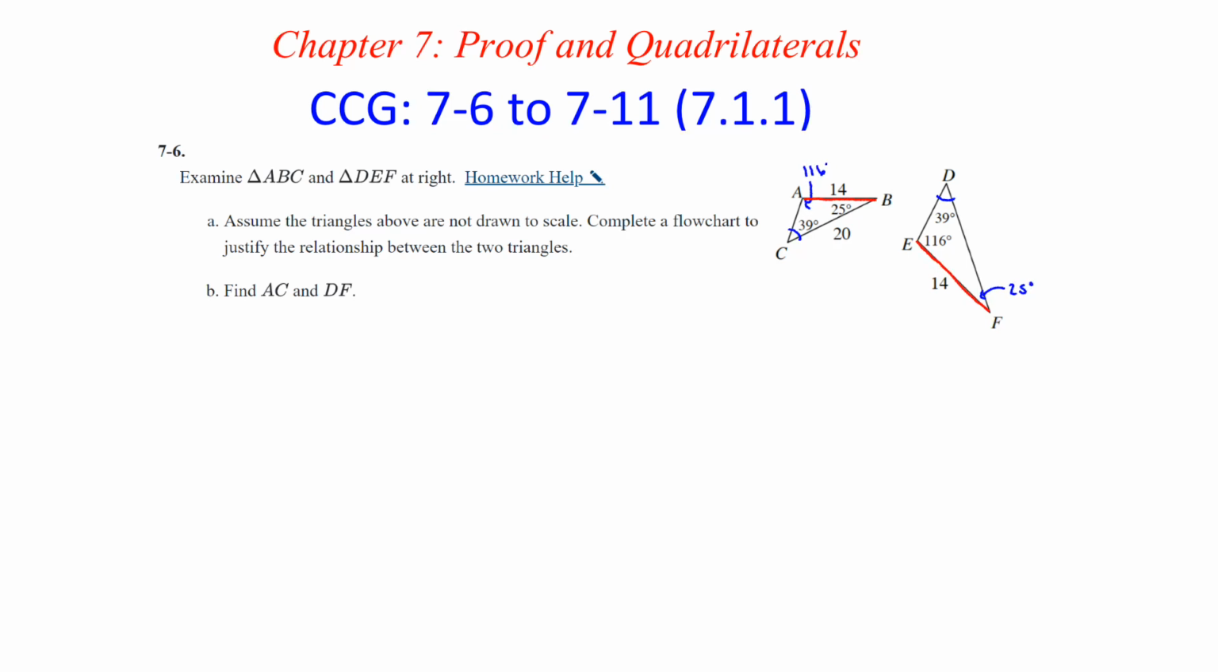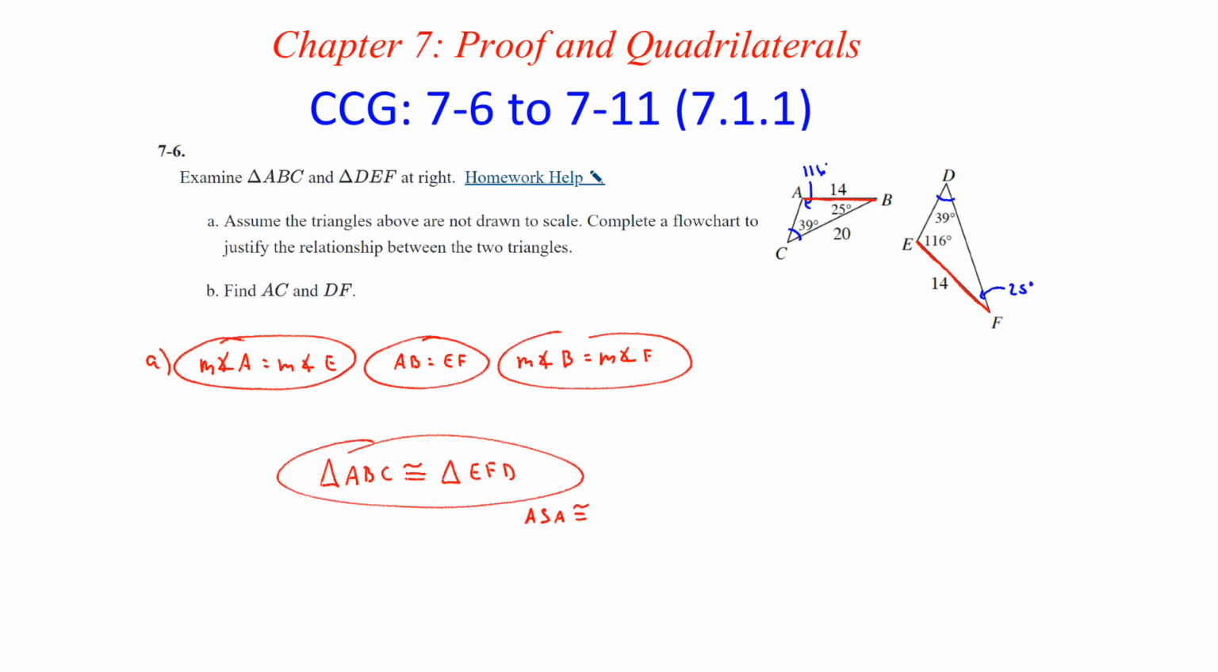Let's go ahead and finish part A, just talk through that, and complete the flow chart now. I completed the flow chart, and I need to make sure that each of these bubbles above makes the conclusion that triangle ABC is congruent to triangle EFD. I did that one by angle side angle congruency.